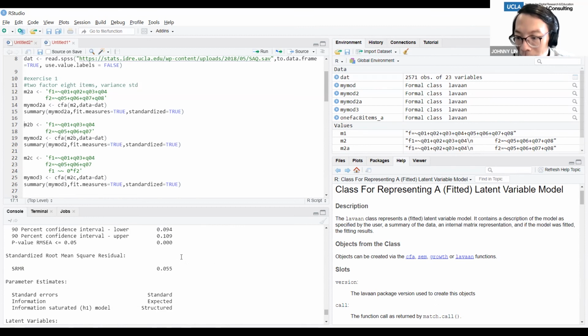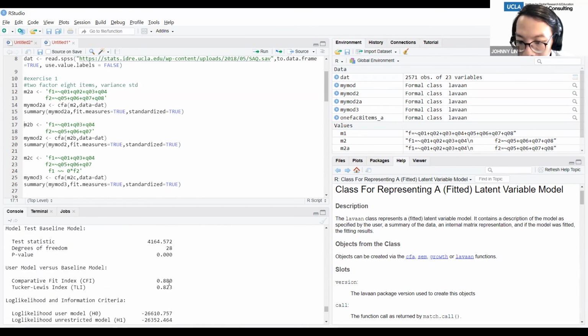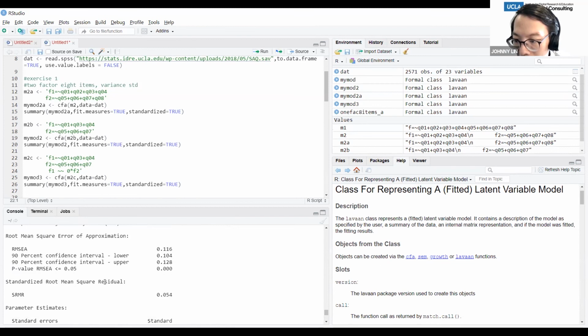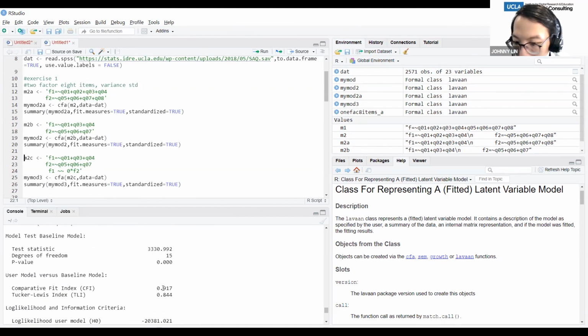Okay. Now look at the fit first. CFI and TLI are 0.88 and 0.82. Now let's fit the one where we remove them. Did you guys get 0.917 for the CFI and 0.844 for the TLI? So if you get that, what is that telling you? That's basically saying that this is a better model, right? Why? Because we removed the items with the lower loadings, right?